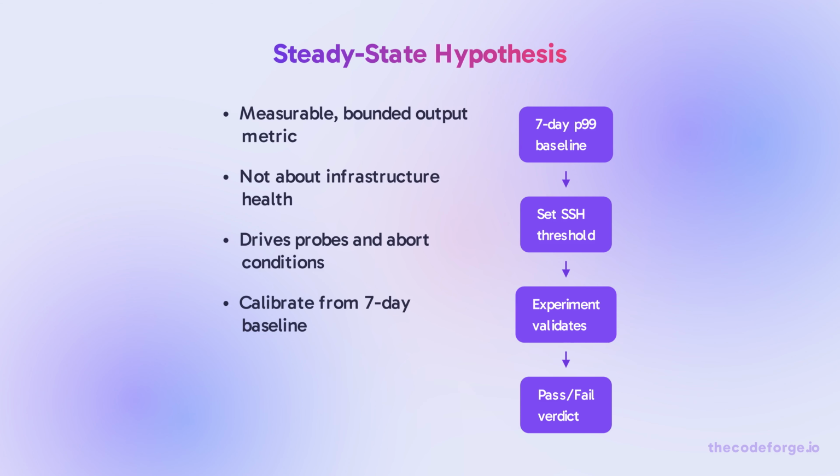The steady-state hypothesis is a contract on system outputs, not infrastructure. You're asserting that checkout completes within 300 ms for 99% of requests, not that the database stays up. Calibrate your threshold from real production data. Use the 7-day peak P99 times 1.5.